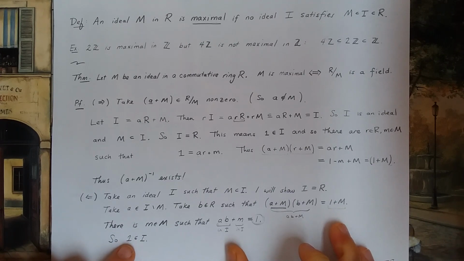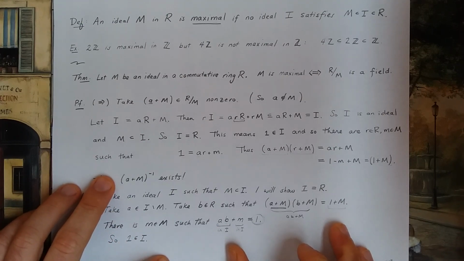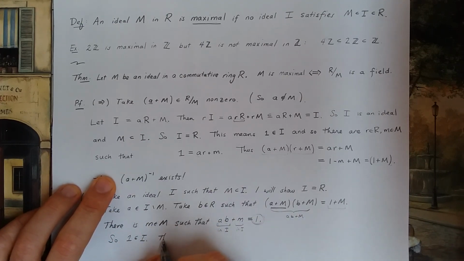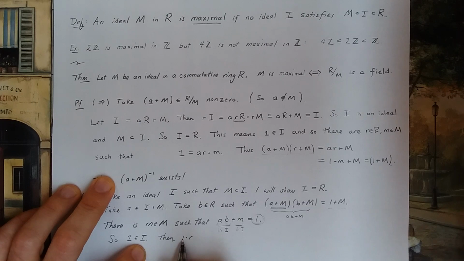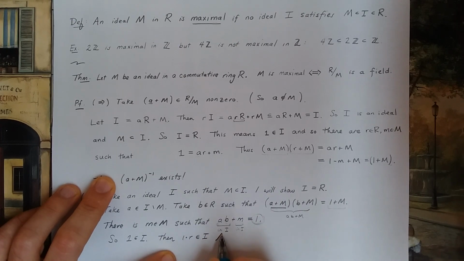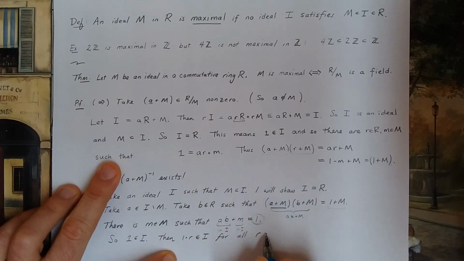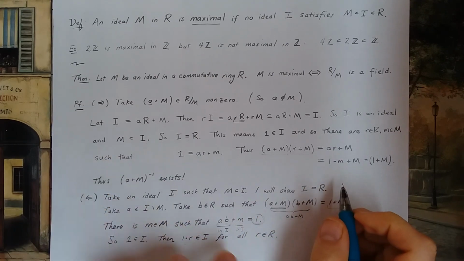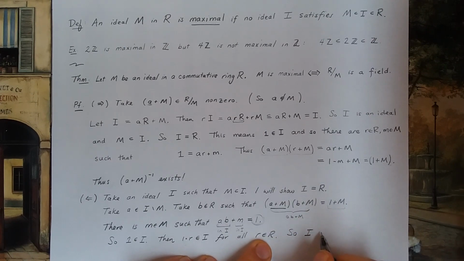And once you have the number 1, once you have the multiplicative identity in an ideal, it has to be the entire ring. It's game over at that point, because then if I take any other element r, any element r, I could do 1 times r. 1 is in the ideal. That means 1 times r is also in the ideal. This is in your ideal for all elements r in the ring. That means every element in the ring is in the ideal. So I is equal to R. And that's the end of the proof.